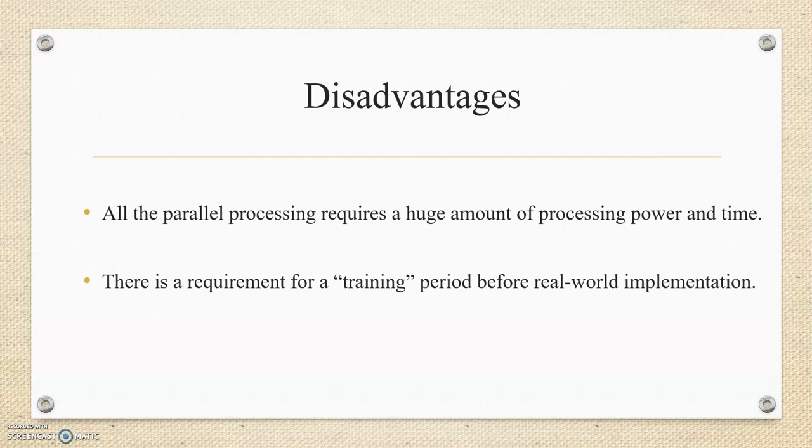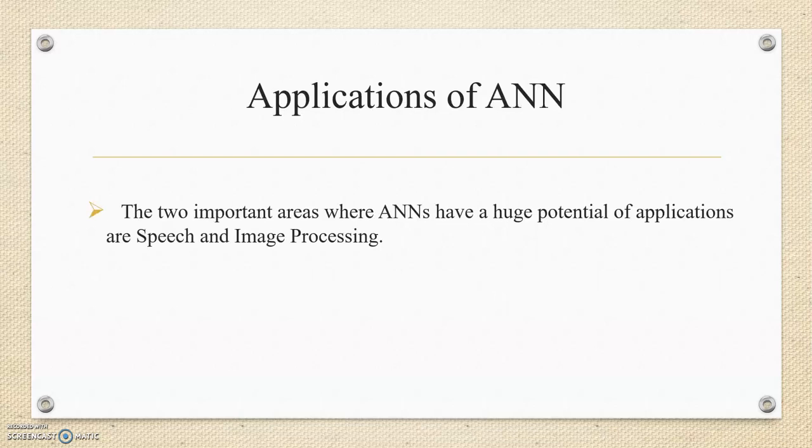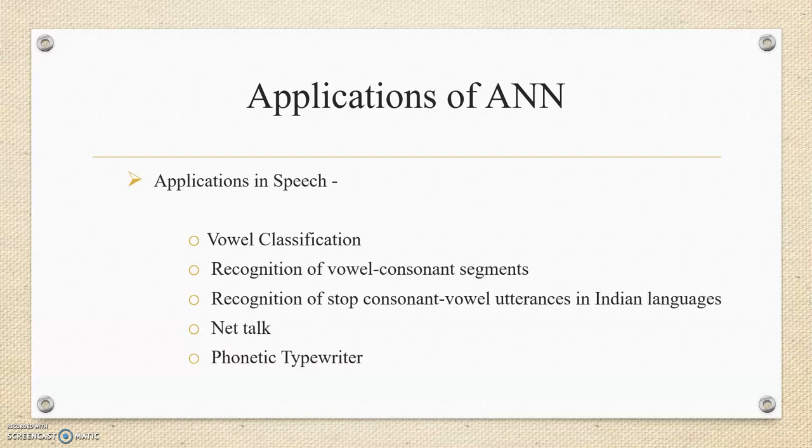The disadvantages of artificial neural network are that parallel processing requires a huge amount of processing power and time. There is a requirement for a training period before the real world implementation. And the applications of artificial neural network: the two most important areas where artificial neural networks have a huge potential of application are speech and image processing.